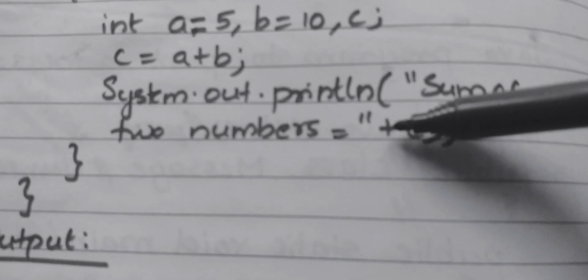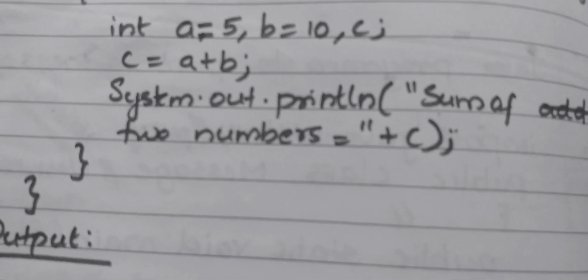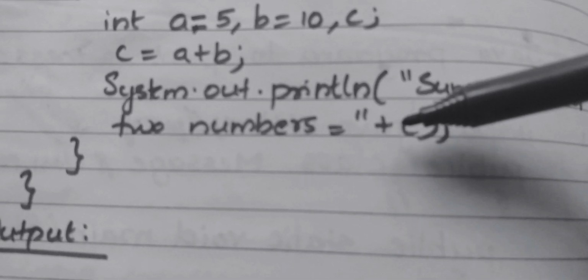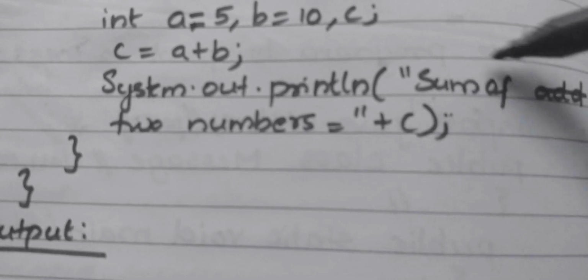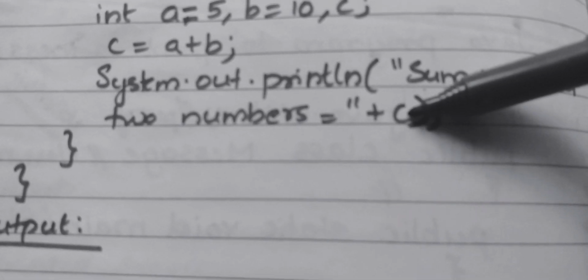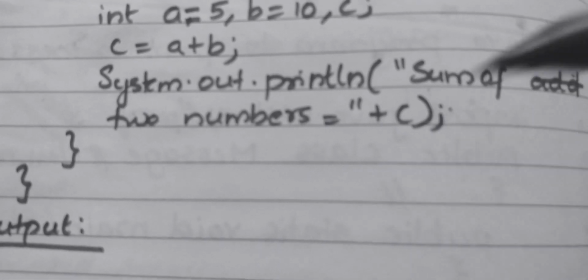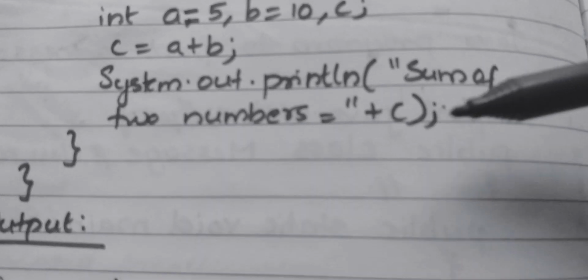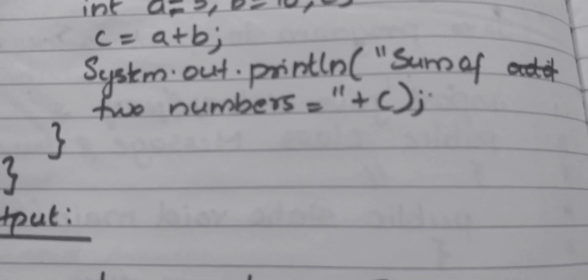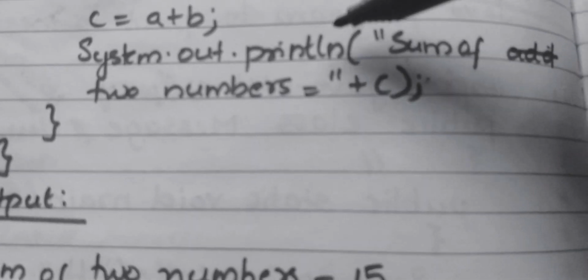Before that we have used the operator plus. Why have we given plus and after that C? Because this is a message, isn't it? And this is the resultant variable. Our result is in this variable. In order to combine these two things, the first one a message, the second one a variable, which are different, we have used plus over here.